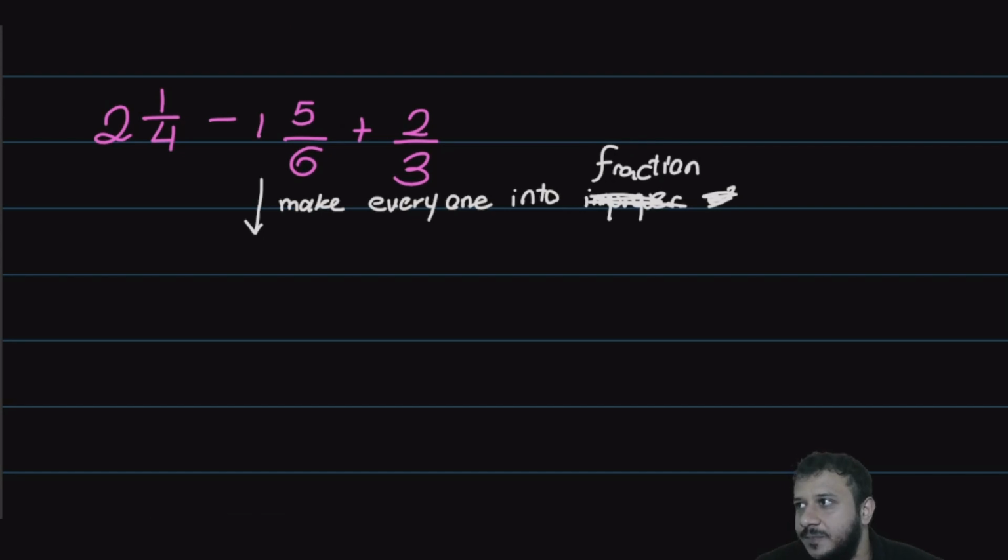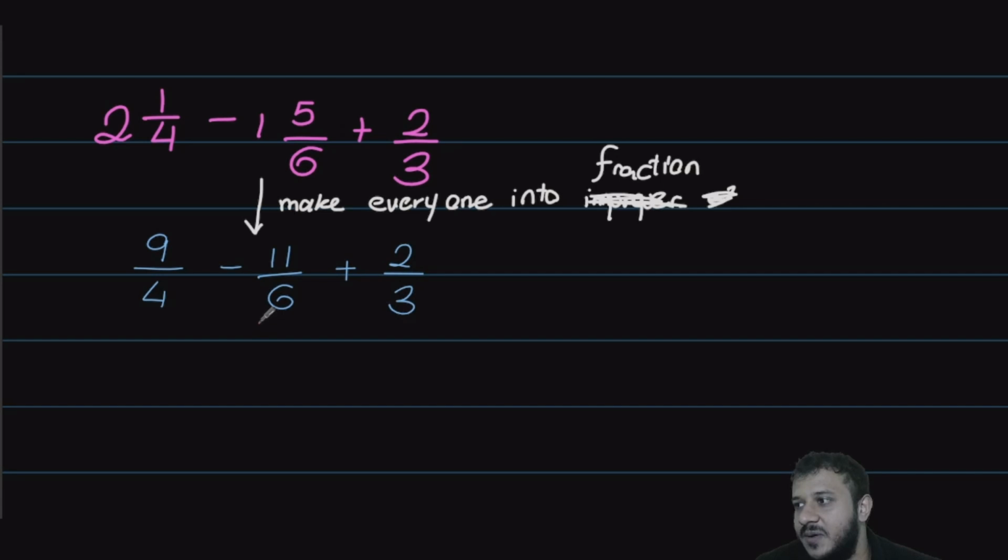So what will it be? I will get 2 times 4, which is 8, plus 1, that's a 9. 9 out of 4. Take away. What will this be? 6 times 1, which is a 6, plus 5, that's going to be 11. 11 out of 6. Plus 2 out of 3. That's done. That's finished. Everybody good?